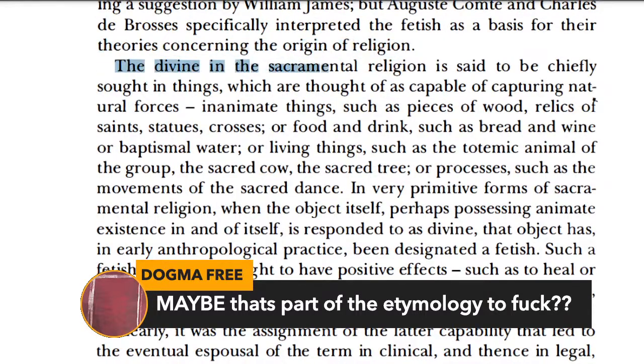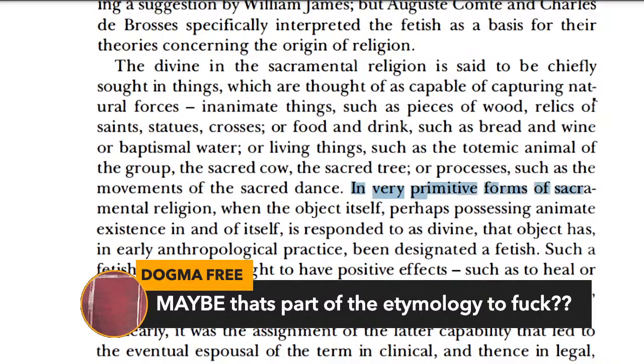The divine in the sacramental religion is said to be chiefly sought in things which are thought of as capable of capturing natural forces, inanimate things, such as pieces of wood, relics of saints, statues, crosses, or food and drink, such as bread and wine, or baptismal water, or living things, such as the totemic animal of the group, the sacred cow, the sacred tree, or processes, such as the movements of the sacred dance.